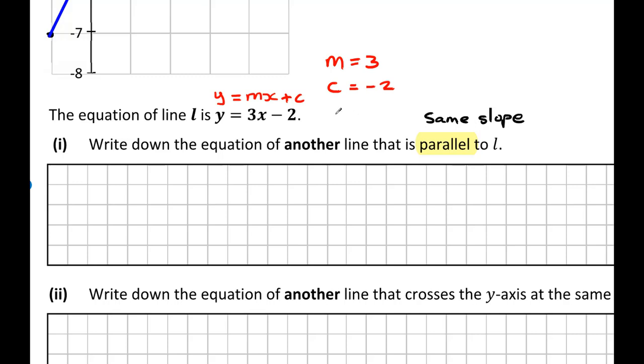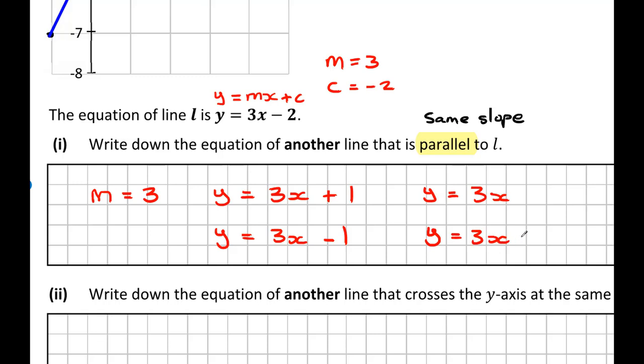So here, if it's parallel, the slope has to be the same. So m has to be the same. So we already know m equals 3. That's for sure. So let's write down the equation of a line that's parallel. So it could be y equals 3x plus 1. Another one would be y equals 3x minus 1. Another one would be y equals 3x on its own. Y equals 3x plus 1,000.